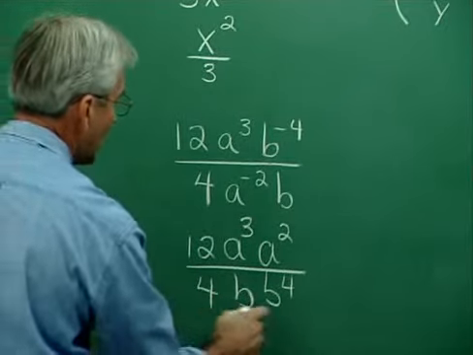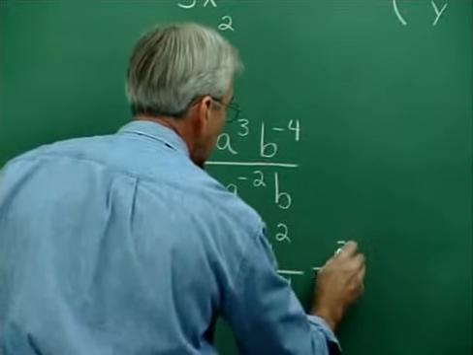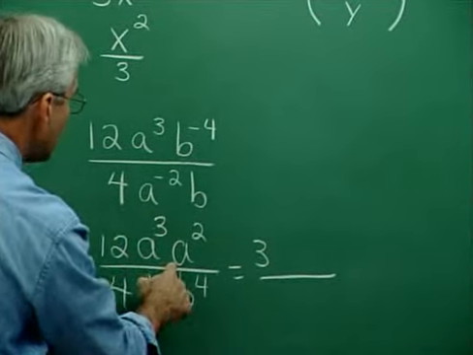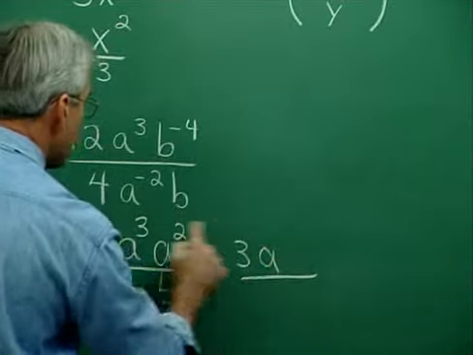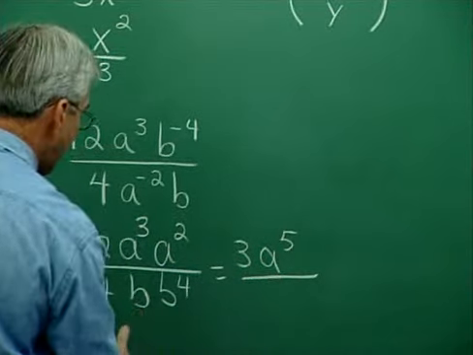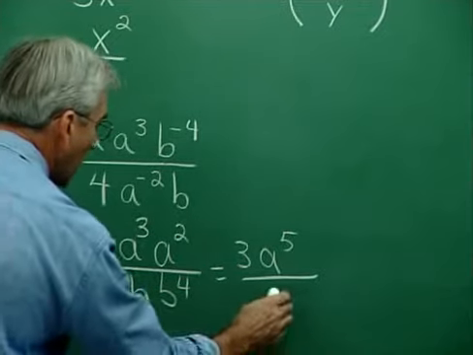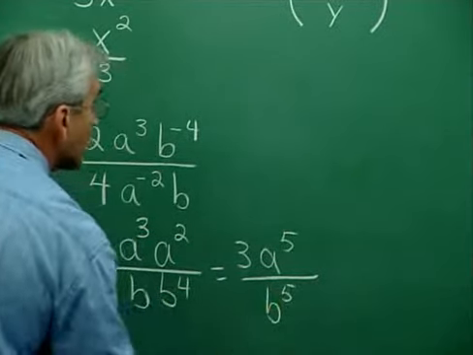The 4 and the 12 cancel, leaving 3 in the numerator. I've got, let's see, this a cubed times a squared is a to the 3 plus 2, 5. And for the b's, b to the understood 1 times b to the 4th, 1 plus 4, 5. So this is b to the 5th.